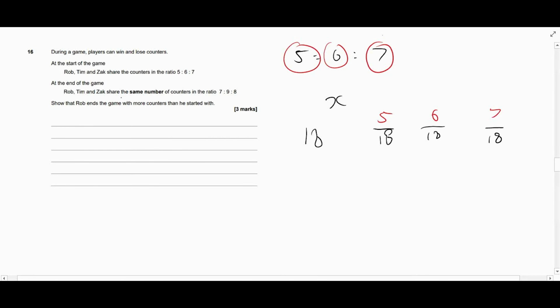So really, we want to say that Rob ends the game with more. Rob is this first 5 over 18 fraction. Now we have to assess the fractions for the second part. Again, now they're in the ratio 7 to 9 to 8. Again, we add these all up together. What do we get? We just get 24.